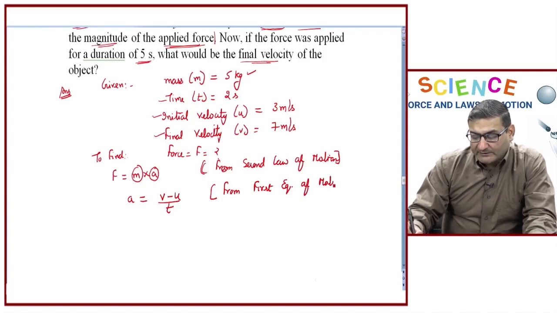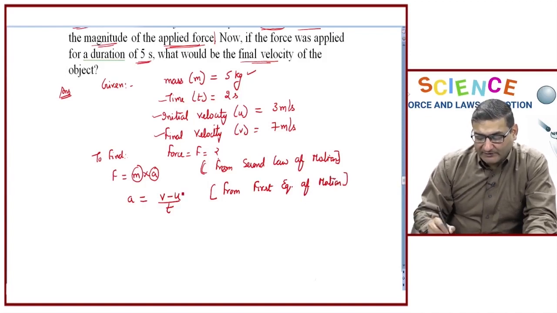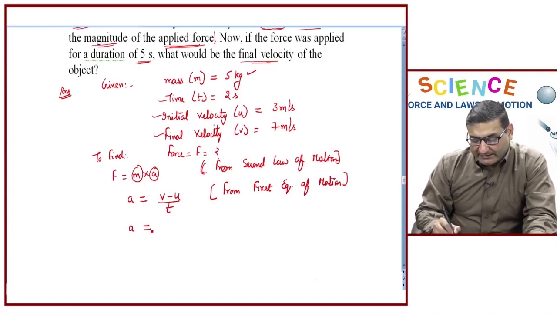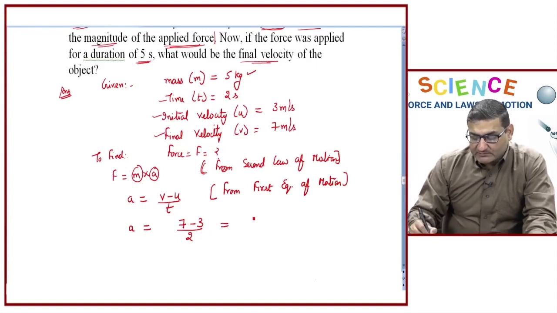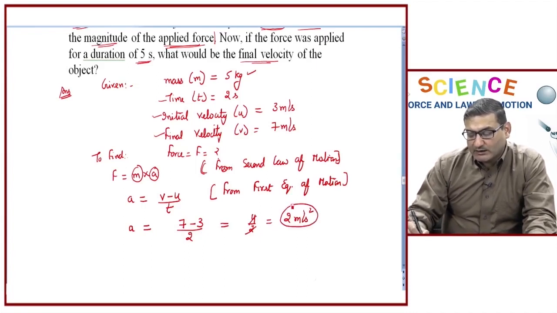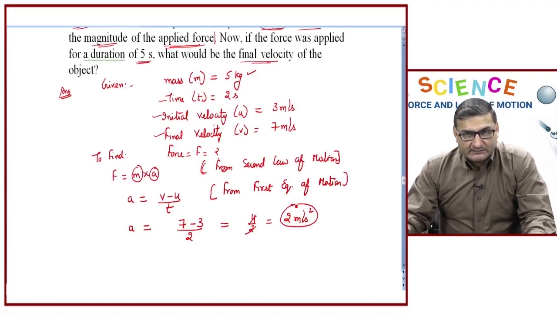So now putting the values of v, u and t, we will calculate a. v is 7 meter per second minus u, which is 3 meter per second, and the time given was 2 seconds. So it comes out to be 4 upon 2, which is 2 meter per second square, right? This is the SI unit of acceleration. I hope you remember.